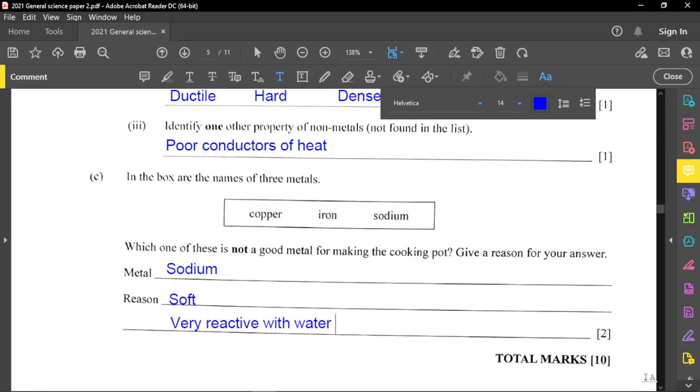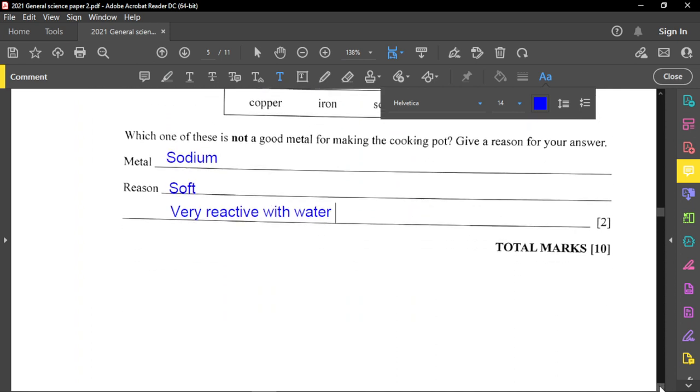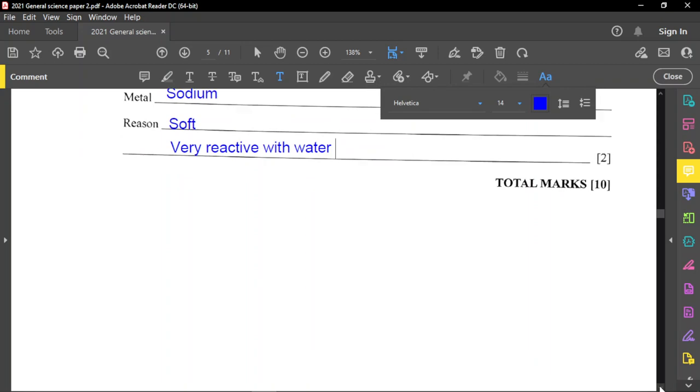All right, so yeah, sodium is very reactive with water, and it produces fire or an explosion in the presence of water. So it's a very bad thing to even think about putting sodium in a pot, unless you are suicidal.